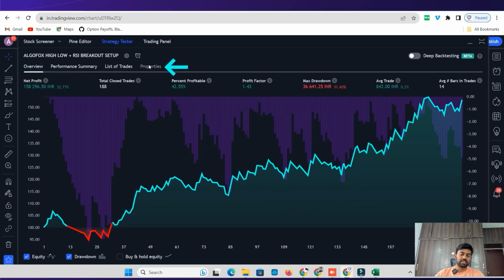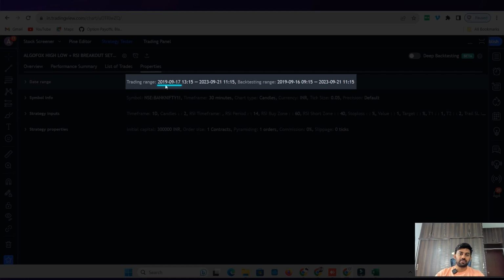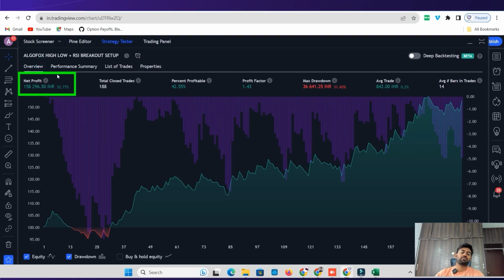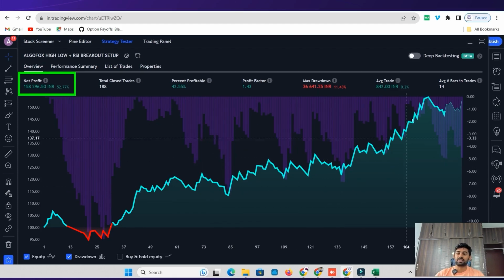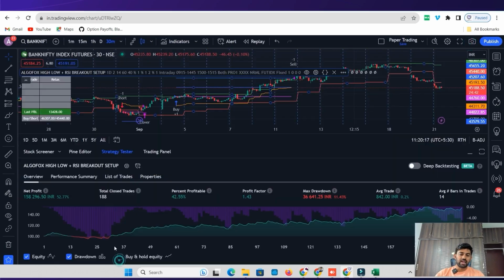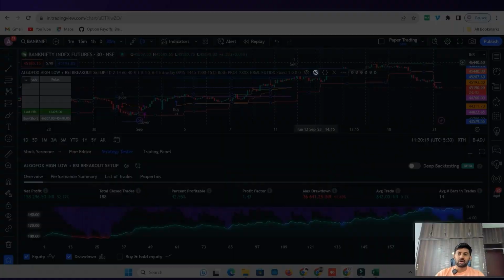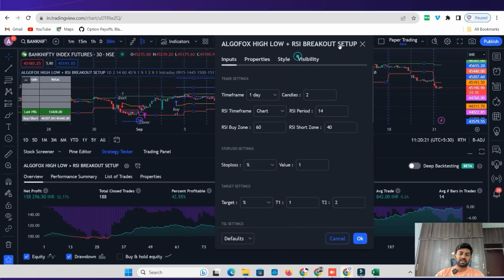Let us check the properties. So we have backtested from 2019 to 2023. So in the last 4 years, the strategy has given 52%, which is approximately 13% a year, which is not that great, but the curve is really good. So what I will do is, I'm satisfied with this curve. Now I'm going to adjust my risk rewards also.